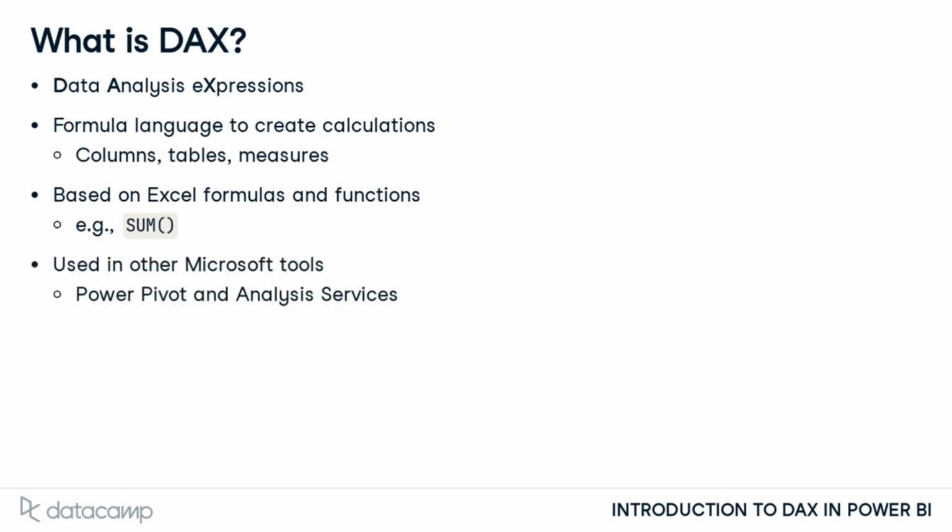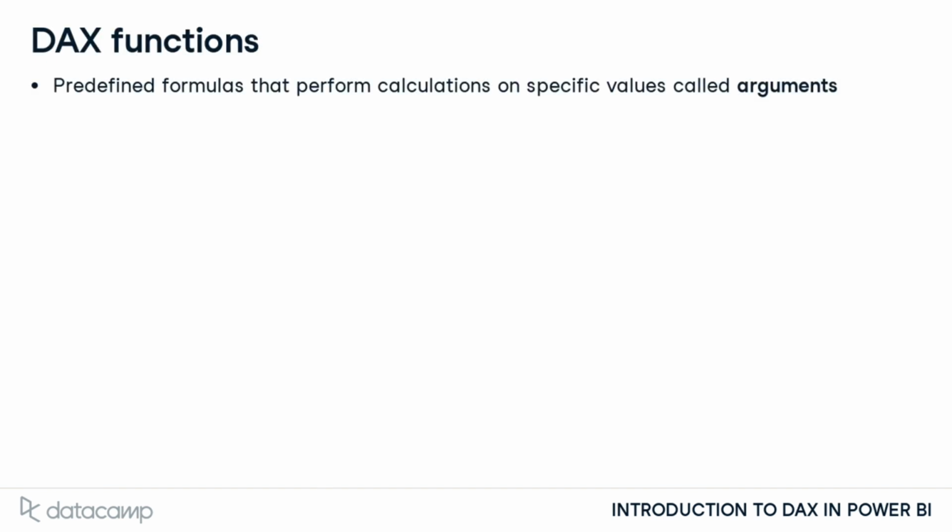DAX is more than just Power BI. It is used in other Microsoft tools, including Analysis Services and Power Pivot. Functions are predefined formulas that perform calculations on specific values, called arguments, in a particular order. Each function has a specific syntax indicating the order of arguments to be expected.